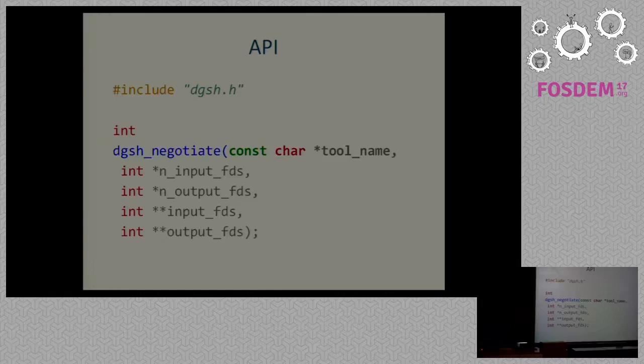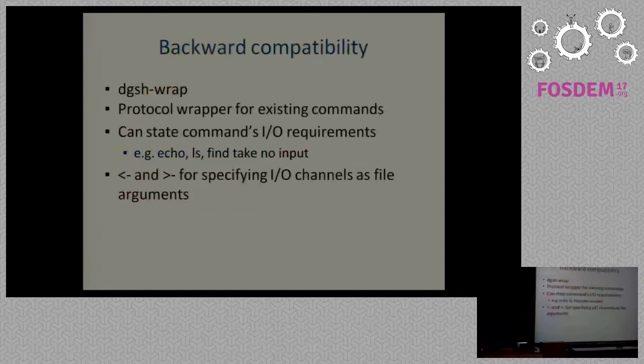For backward compatibility for existing tools, if you don't want to adapt them with the API, there is a command called dagsh wrap that allows you to specify whether the command is mute, doesn't have any input, or whether it doesn't produce any output.